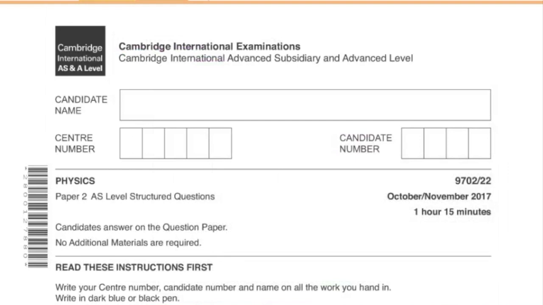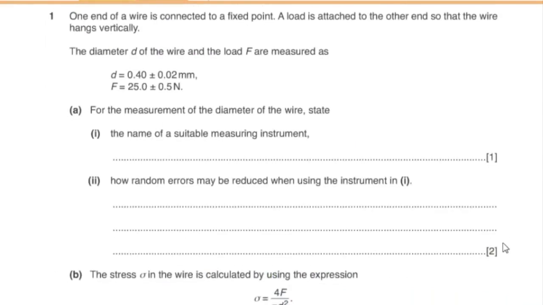Today I'll be solving Physics Paper 2 AS Level Structured Questions 9702 Paper 2, October-November 2017. Question number 1. One end of a wire is connected to a fixed point. A load is attached to the other end so that the wire hangs vertically. The diameter D of the wire and the load F are measured as.